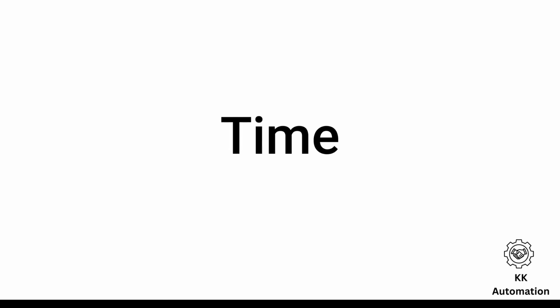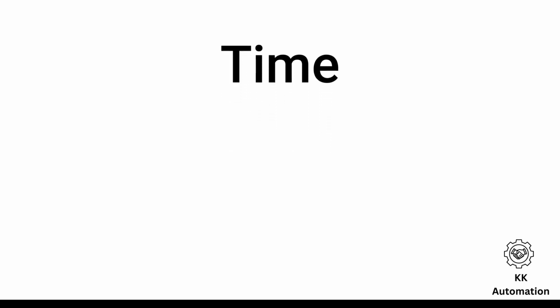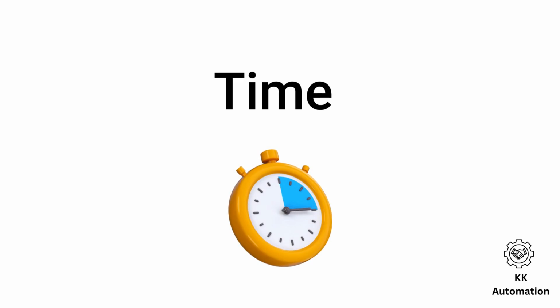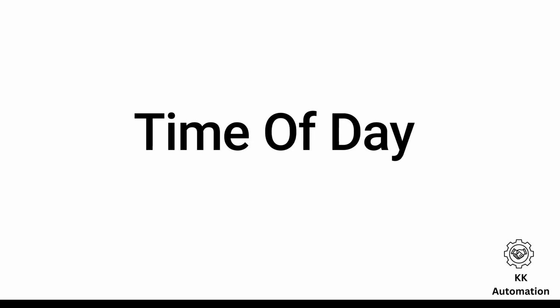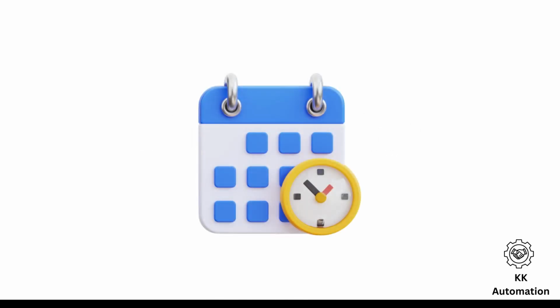Category 5, time and dates. Your PLC also has special data types for handling time. Time. This is used for storing a duration, like 5 minutes or 100 milliseconds. Time of Day, or TOD. This stores a specific time on the clock, like 2:30 p.m. Date and time, or DTL. This stores both the date and the time together in one variable. You might also see LTime, which is a 64-bit long time for storing very long durations with high precision.